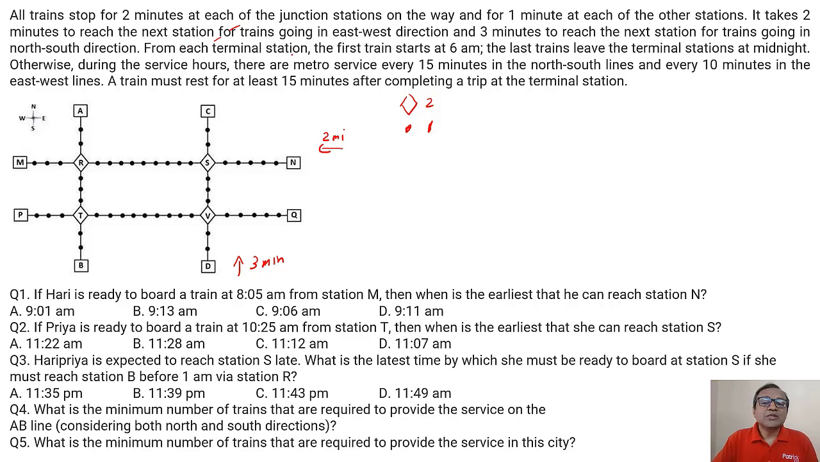From each terminal station, the first train starts at 6 a.m. and the last train at midnight. So 6 a.m. to midnight is when the trains are moving in either direction. During the service hours, there is a metro service every 15 minutes in the north-south direction, whereas it is every 10 minutes in the east-west direction. A train must rest for 15 minutes after completing a trip. So rest is 15 minutes.